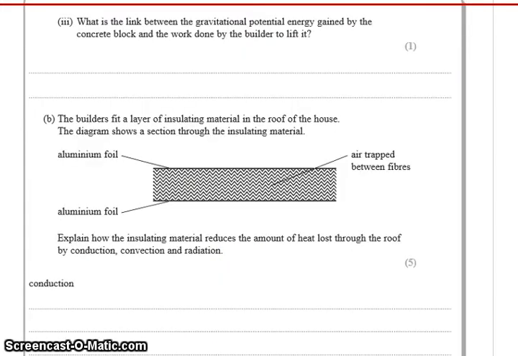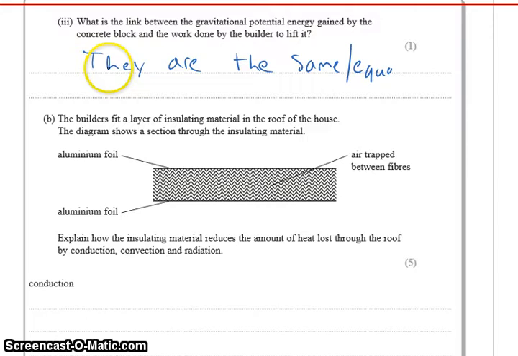Then what is the link between the gravitational potential energy gained by the concrete block and the work done by the builder to lift it? Well, if the builder puts in 900 joules of work lifting it up, then it will gain 900 joules of gravitational potential energy. So all we need to say for this is that they are the same or equal. However much work is done against gravity is the gain in gravitational potential energy.